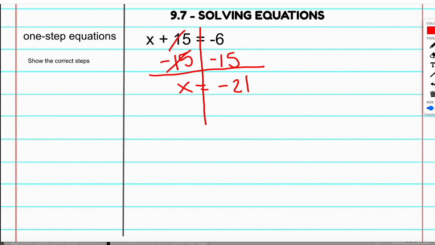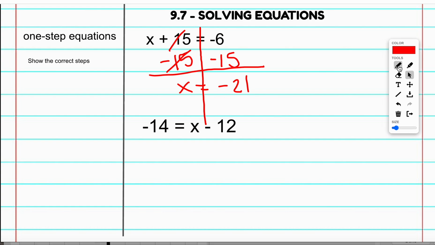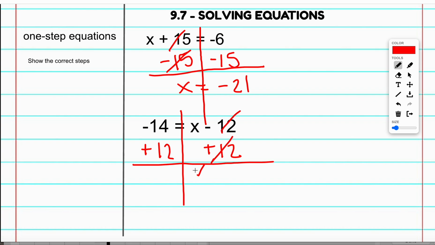All right, let's try the next one. Negative 14 equals x minus 12. You go ahead and do it. Remember to stop the video at any time. Let's take a look. So here's the variable. I'm subtracting 12, so I need to add 12 to both sides. Cancel, cancel. x equals negative 14 plus 12. Signs are different, so I subtract and get a negative 2.